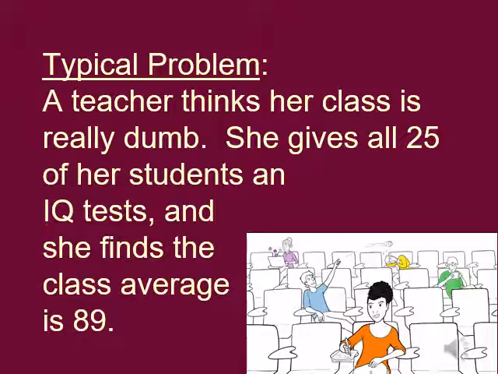So this one says a teacher thinks her class is really dumb. And so she gives all 25 students in her class IQ tests, and she finds the class average is 89, which I will tell you is way below average. I actually mentioned when we were first talking about z-scores that if I looked at the IQs of everybody in this class, chances are everybody would be above 100. And 89 is quite a bit below 100, so it is well below average.